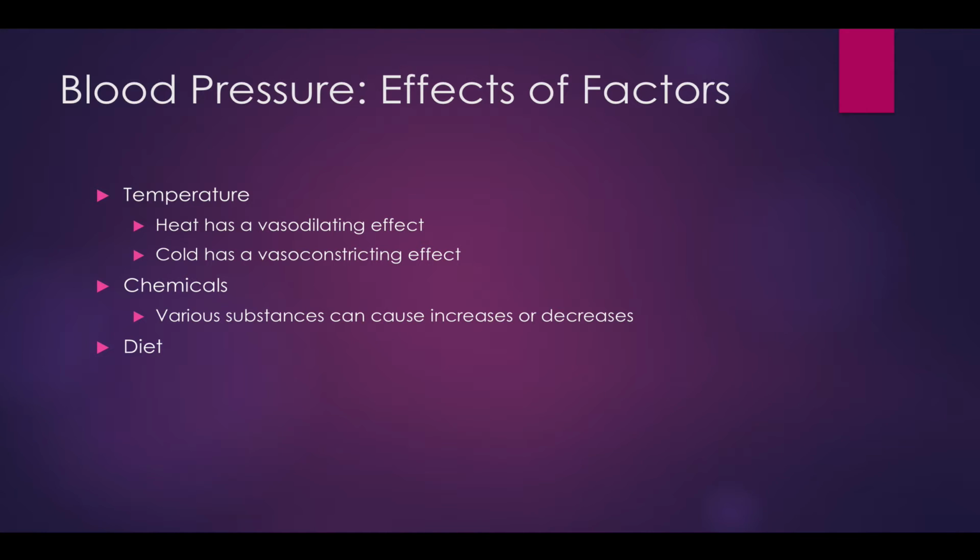Blood pressure is also going to be affected by temperature. So when you're hot, there's a vasodilating effect to try to cool you off, which will decrease it. When you're cold, you have a vasoconstricting effect, which will increase it. Chemicals will also change your blood pressure, so different substances, as well as diet. A high fatty diet will increase your blood pressure, whereas a healthy diet will decrease your blood pressure.